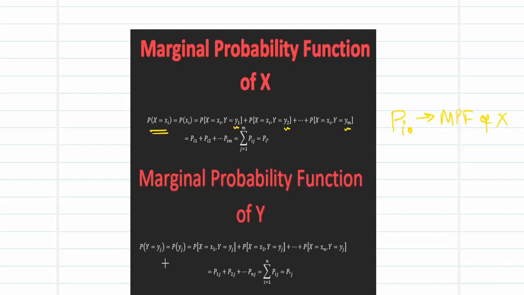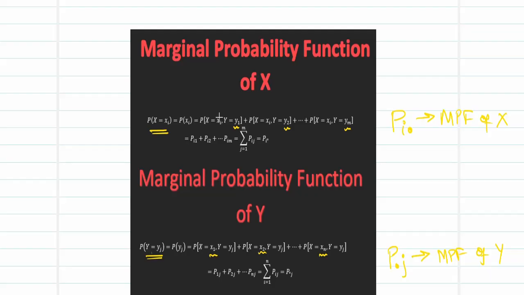Now for your y, what is kept fixed? Y is kept fixed, which is varying? X varies as x1, x2, x3 up to xn. So the variation is in which quantity? X varies, so you place a dot for x, and which is kept fixed? J is kept fixed. So p dot j represents the marginal probability function of the random variable y.